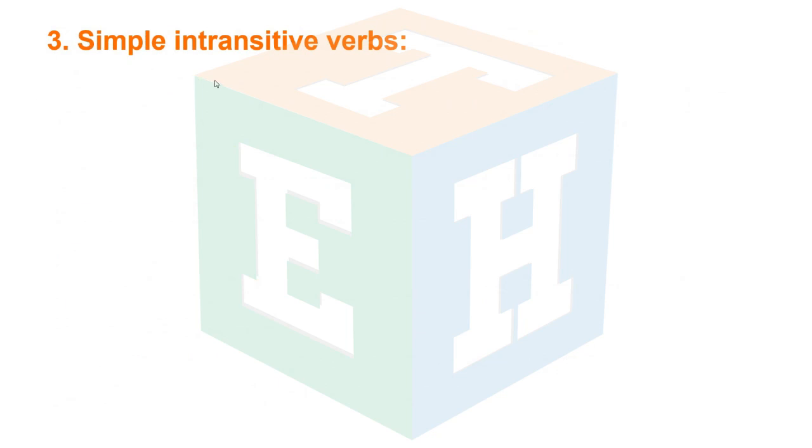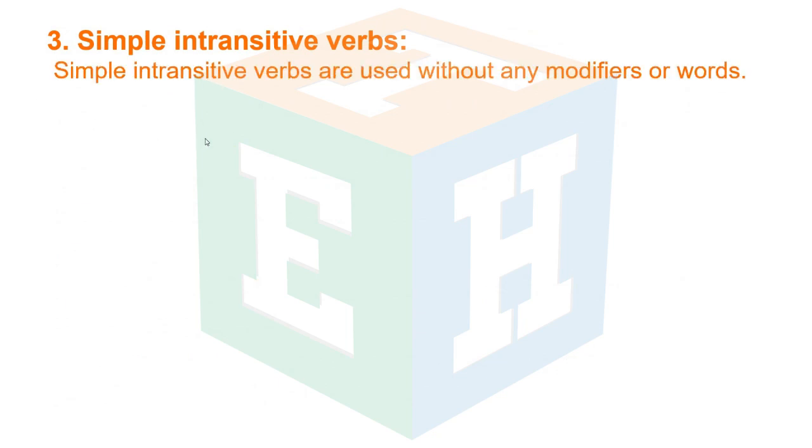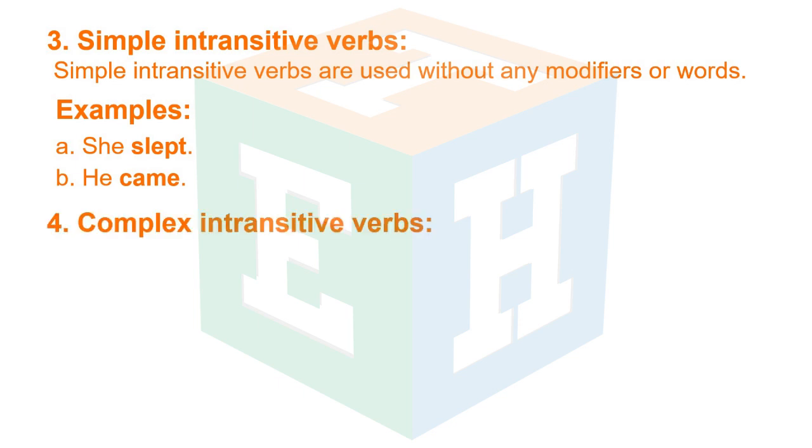Number 3, simple intransitive verbs. Simple intransitive verbs are used without any modifiers or words. Examples: A. She slept. B. He came.